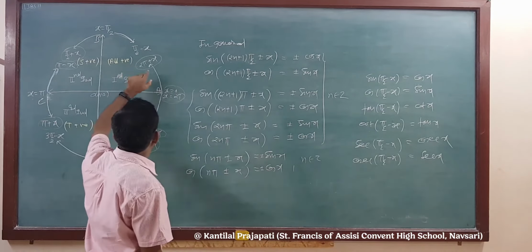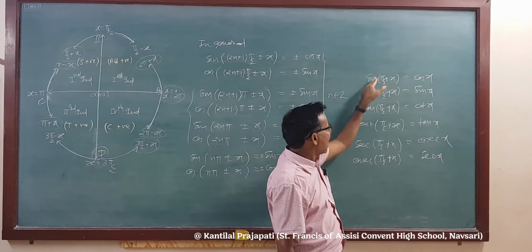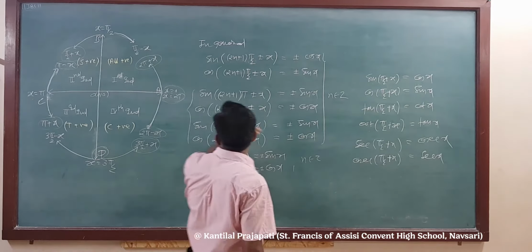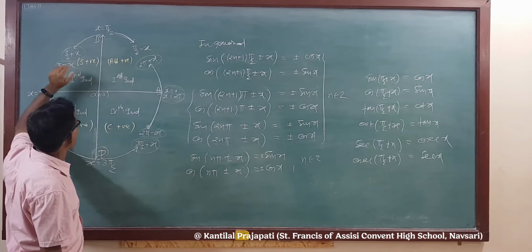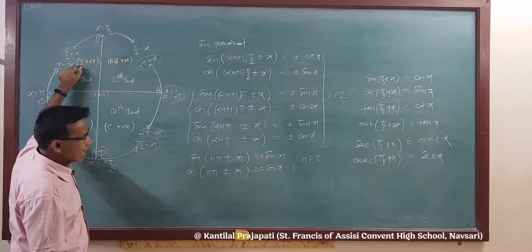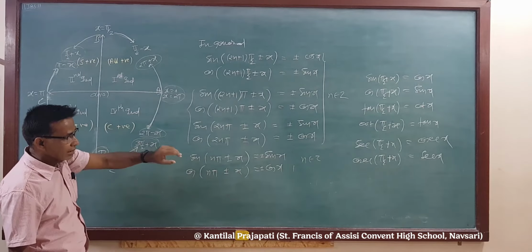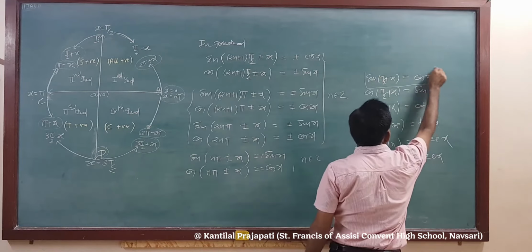Now suppose pi by 2 plus x, we can convert it into plus, right? So at pi by 2 the function will be changed, the same change will be here, but the sign will be different. Now you have to check the quadrant of pi by 2 plus x. Which quadrant is it in? Second quadrant. In the second quadrant, sine is positive and its reciprocal cosec is positive.